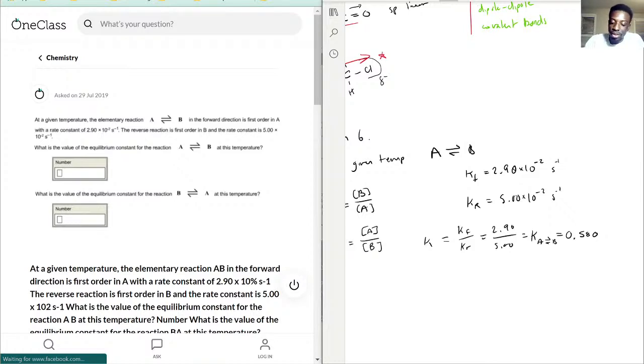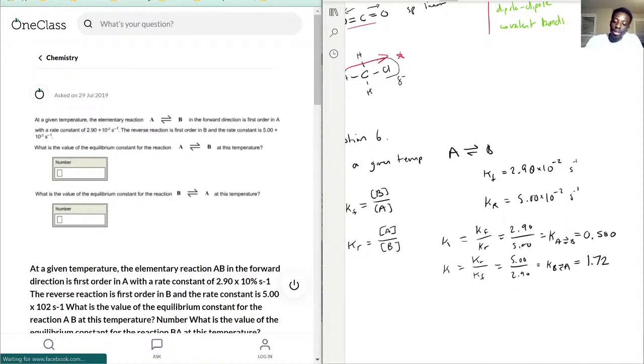And now we just follow the same thing for the reversal, because now it's going to be KR over KF, and it's just going to be 5.00 over 2.90. So that means this equilibrium constant, KBA, is equal to 1.72.